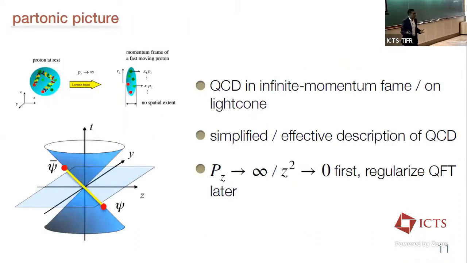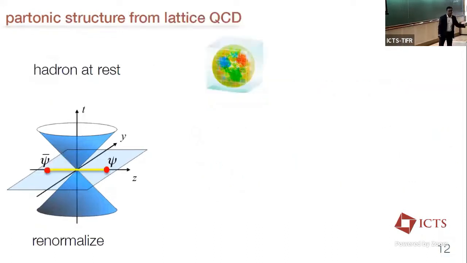So what is a partonic picture? The partonic picture, as you all know, is a simplified or effective description of QCD. It's QCD as seen by light. So it's QCD in the infinite momentum frame. It's an effective description, meaning I take the large momentum limit, the infinite momentum limit, of QCD first, and after taking that limit I get an effective theory, and then I regularize my quantum field theory. On the other hand, what I do on the lattice is completely opposite. I regularize my field theory, and the only way I can then handle it is by taking the large momentum limit later.